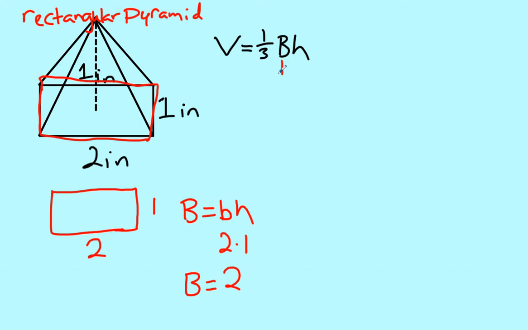Okay. The height of the whole thing, again, it makes this right angle here with the base. So this length straight up and down is just 1. Alright. So 2 times 1 is 2 times 1/3.